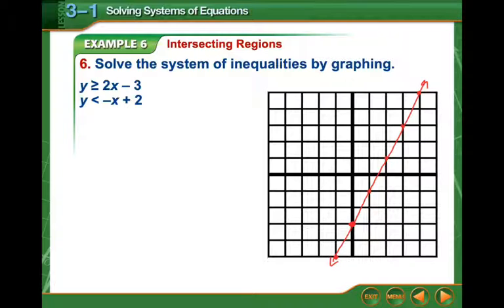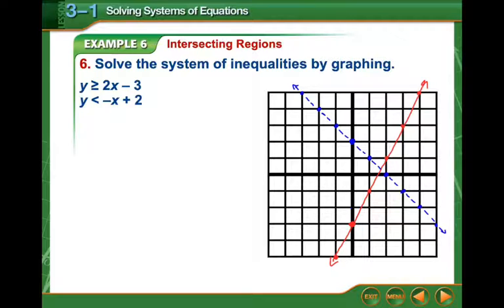For the second one, our y-intercept is positive 2. Slope is negative 1, so we're going to go down 1 to the right 1, and up to the left 1. This one is just less than, so it's a dotted or dashed line, however you want to write it. So like that. And this one's less than, so it's going to shade below.